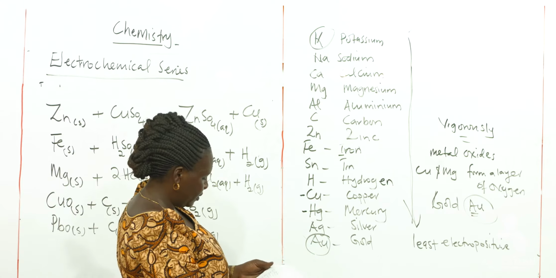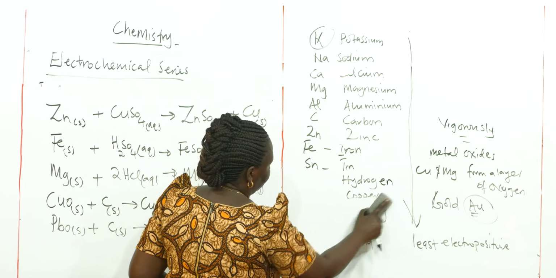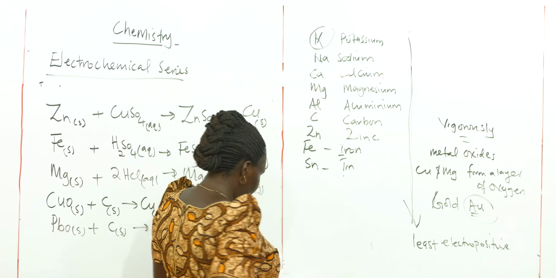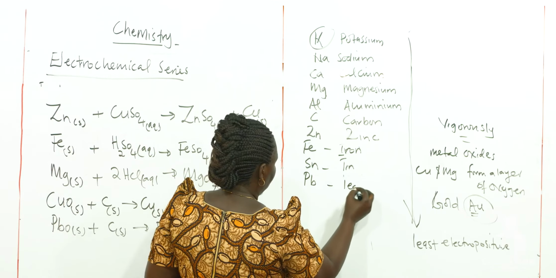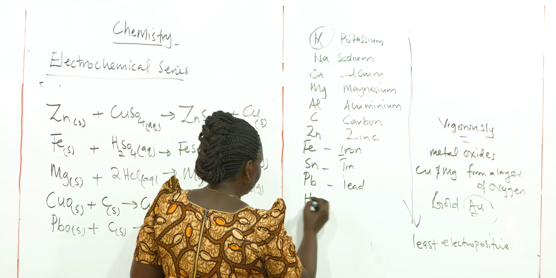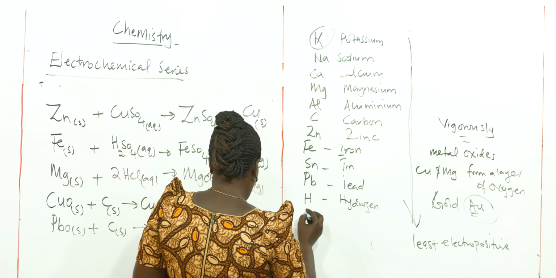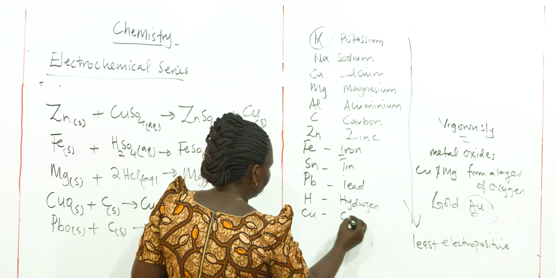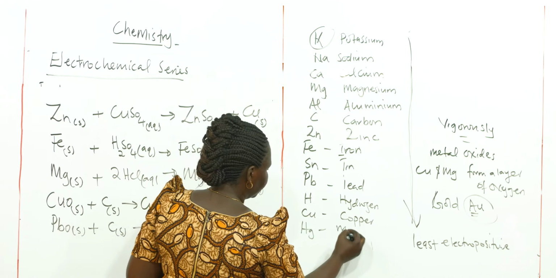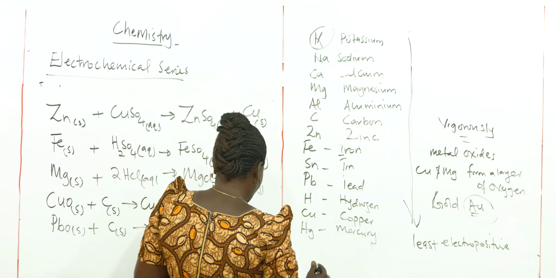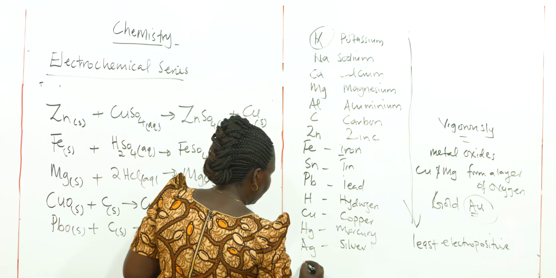So in the series, we have tin, we have lead, we have hydrogen, we have copper, we have mercury, silver, then we have gold.